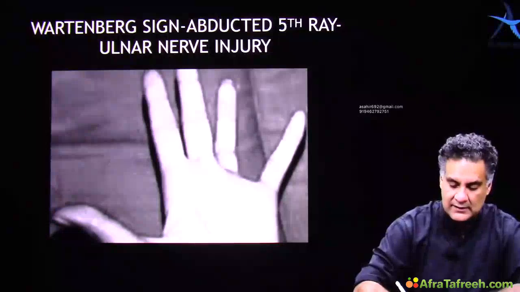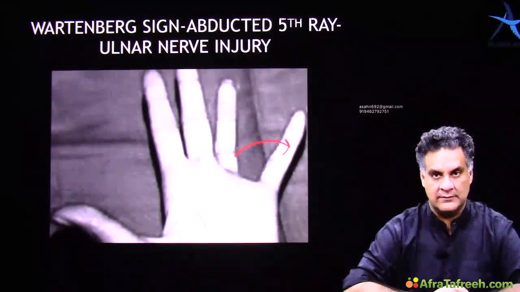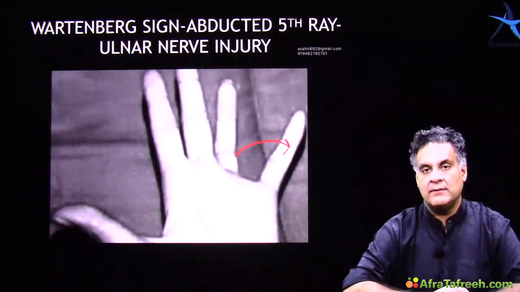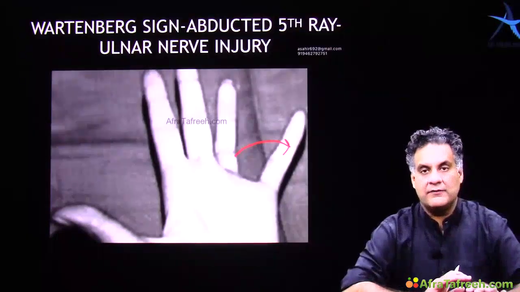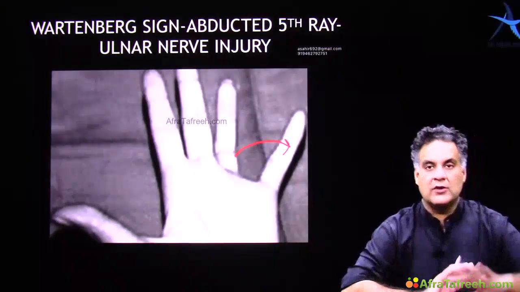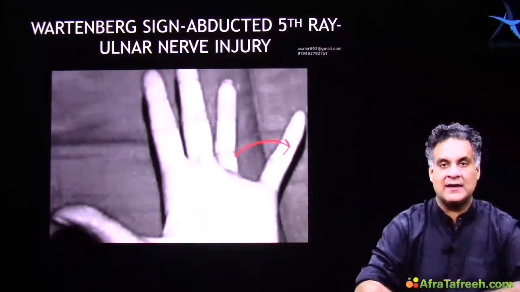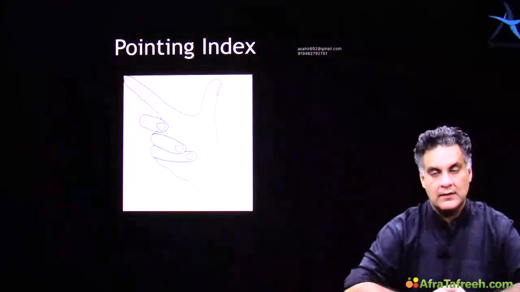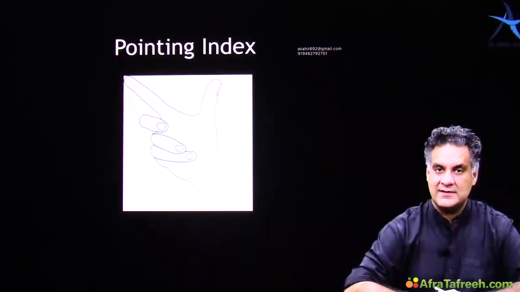Similarly, if the little finger gets abducted, it's called the Wartenberg sign. Again the ulnar nerve. The movement of the middle finger to either side is called abduction, because the middle finger does not have the palmar interossei, it only has the dorsal interossei. This abduction of the middle finger to either side is called the Igawa test, Igawa with I.